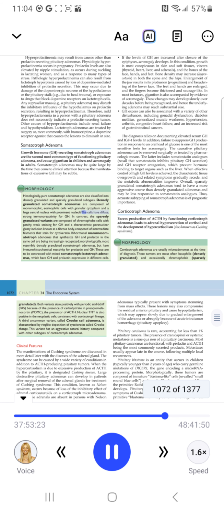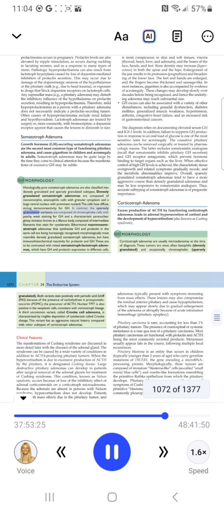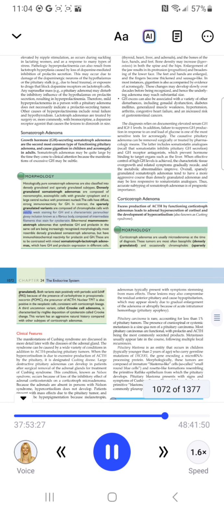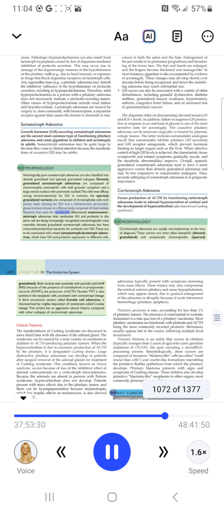Densely granulated somatotroph adenomas are composed of monomorphic, eosinophilic cells with granular cytoplasm, and a large central nucleus with prominent nucleoli. The cells have diffuse, strong immunoreactivity for GH. In contrast, the sparsely granulated variants are composed of chromophobe cells with patchy, weak staining for GH and a characteristic paranuclear glassy inclusion known as a fibrous body, composed of intermediate filaments that stain for cytokeratin.